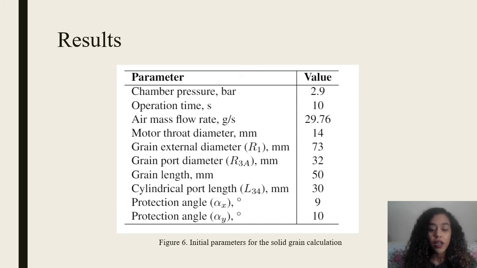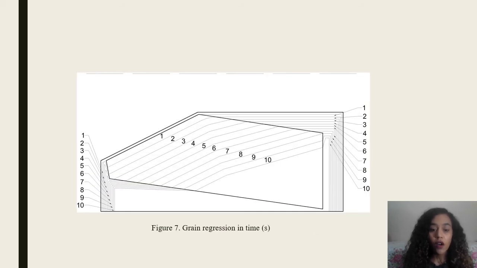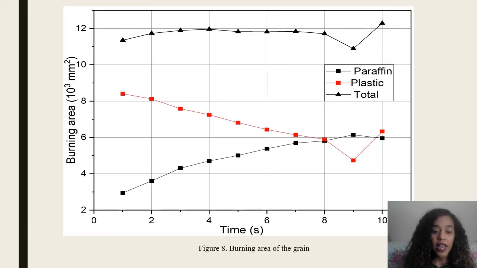Figure 7 shows the results of the grain regression in graphical form. And Figure 8 shows the variation of the burn areas in time. As seen from the figure and according to the model, the plastic protection burns slowly and, according to the regression rate equation 1, opens the paraffin surface to the hot reacting flow. At the same time, the protection layer of plastic resists the thermal loads, protecting the hull from overheating.